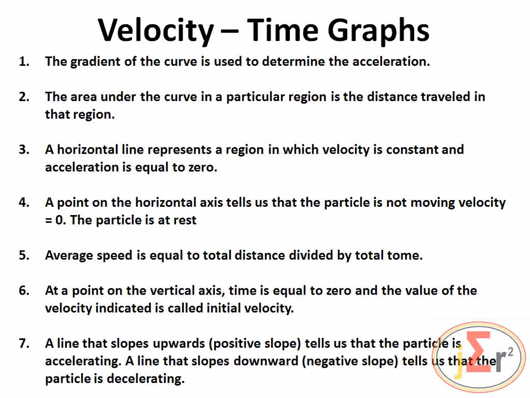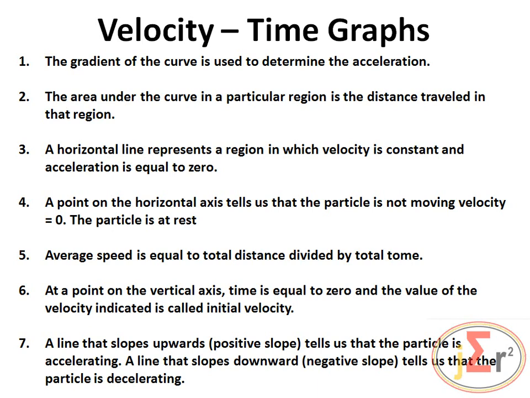A horizontal line represents a region in which velocity is constant and the acceleration is equal to 0. A point on the horizontal axis tells us that the particle is not moving, velocity is equal to 0, the particle is at rest. Average speed is equal to total distance divided by total time. At a point on the vertical axis, time is equal to 0 and the value of the velocity indicated is called the initial velocity.